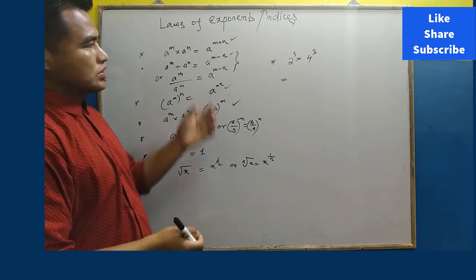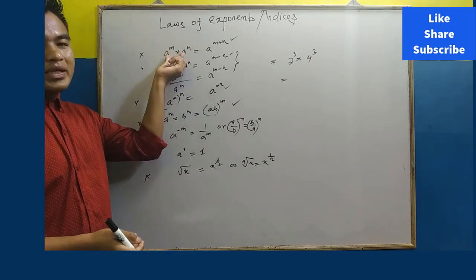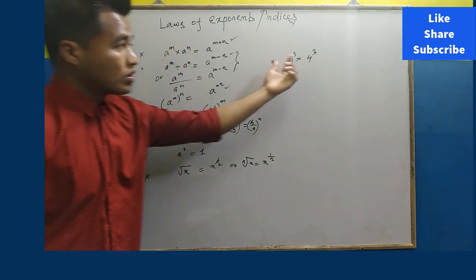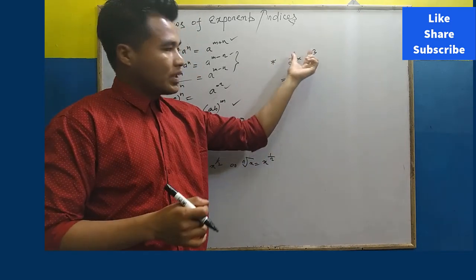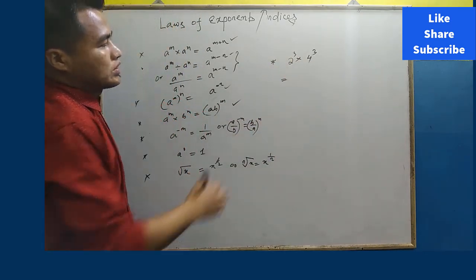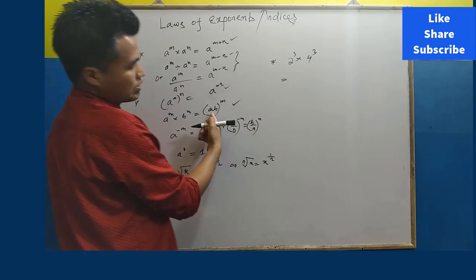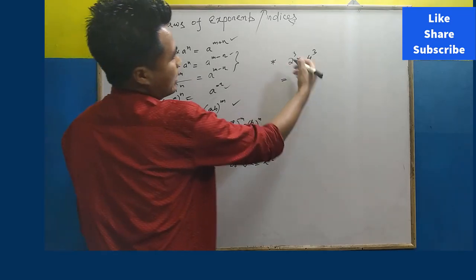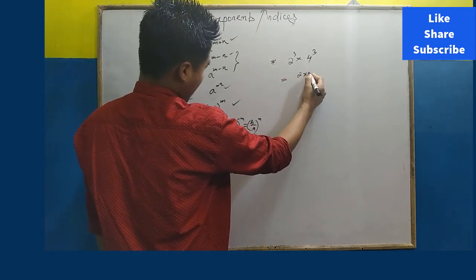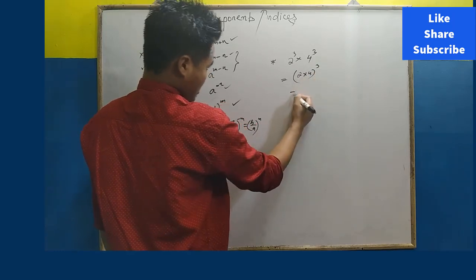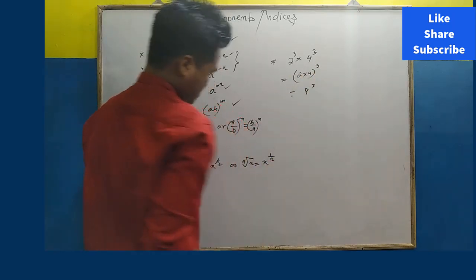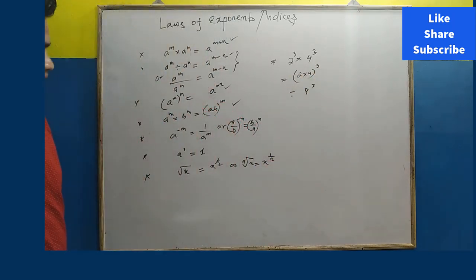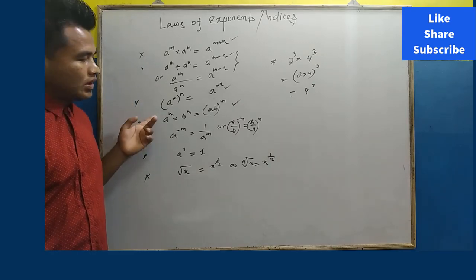But don't confuse. In the first law, both the bases are the same and the powers are different. Here, the bases are different and the powers are the same. So if we have something like a to the power m times b to the power m, it can be written as ab to the power m. So 2 to the power 3 times 4 to the power 3 is 8 to the power 3. I hope you understand how to apply this law.